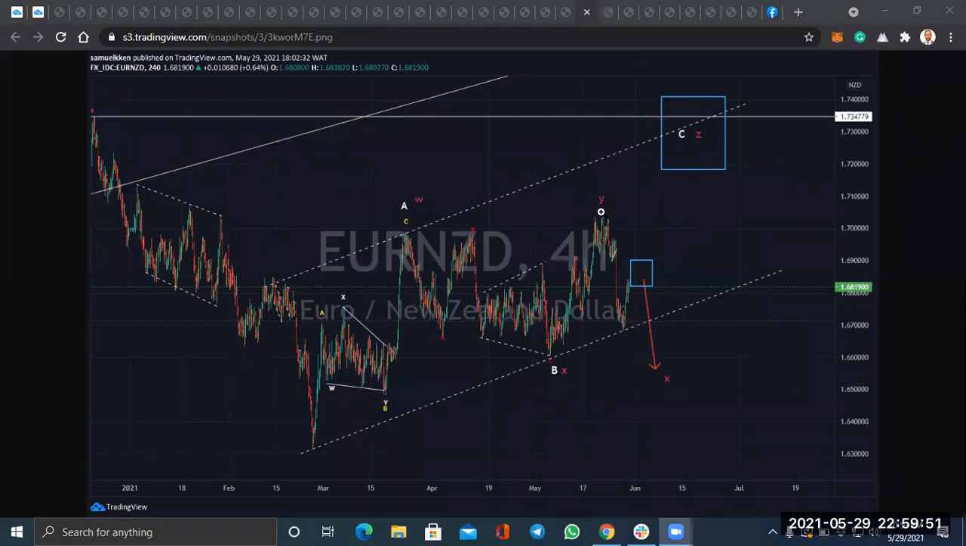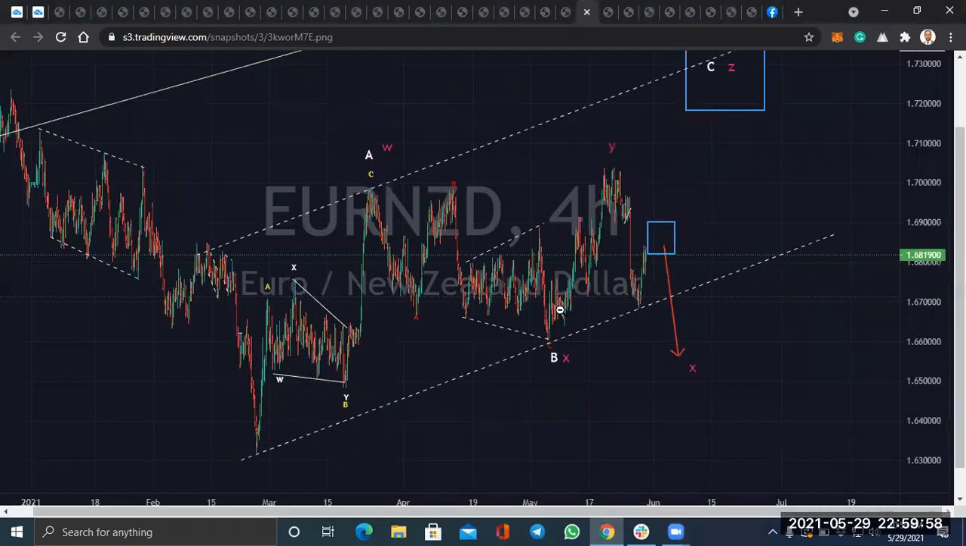Okay, the next is New Zealand. New Zealand, I'm expecting two things on this pair. One, this is what we are expecting, WXYZ. The price is still developing, but in this type of move, we expect a BC, which will likely see it break this line before going up again, or it may just give us consolidation from here, then go up.